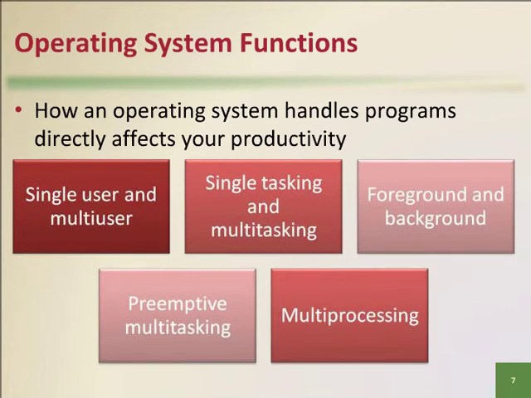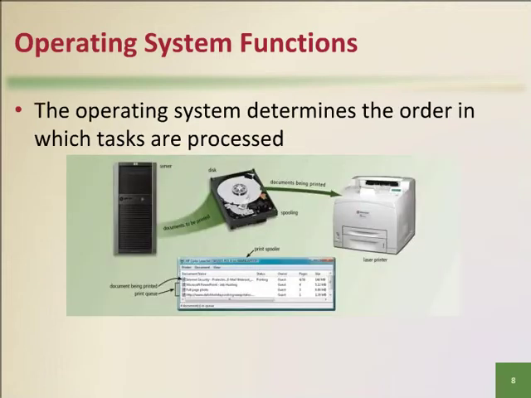How an operating system handles programs directly affects your productivity. Multitasking is working on two or more programs that reside in memory at the same time. In the foreground is the program you are currently using. In the background are the programs that are running but you are not currently using. One job of the operating system is to determine the order in which tasks are processed.